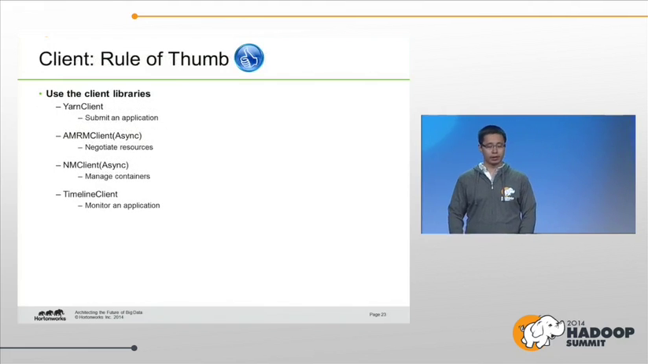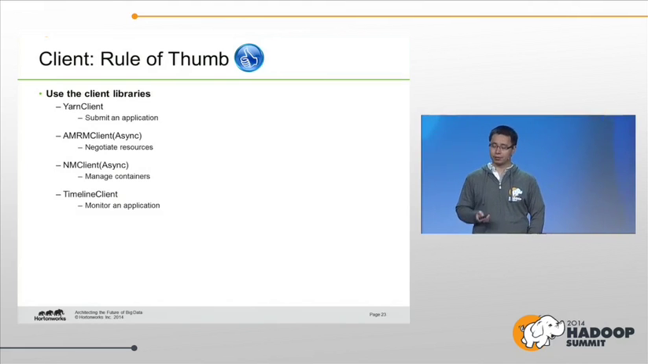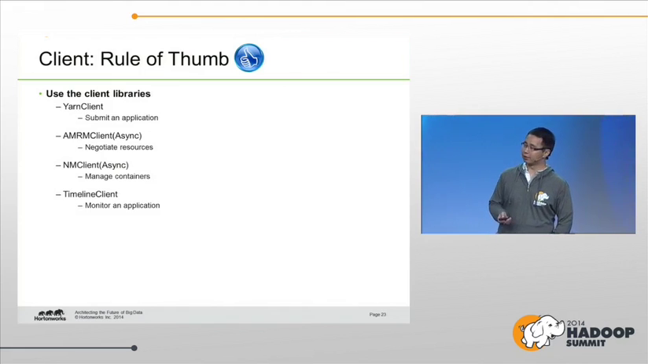So before we talk about the details of the client and application master, I would like to mention a rule of thumb here. Please make sure you always use our client libraries. YARN has already provided a number of good libraries for you to use. You should use them instead of sending requests to the protocol interface directly. These libraries can significantly reduce the work you need to do.